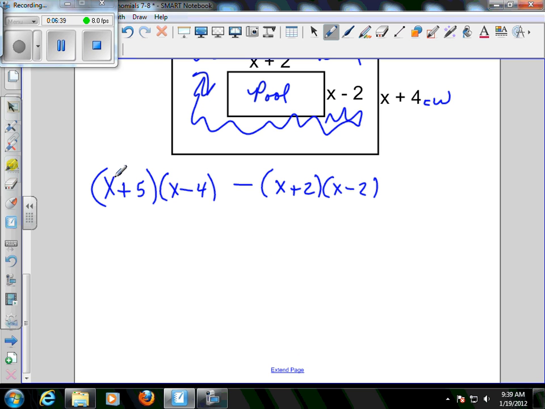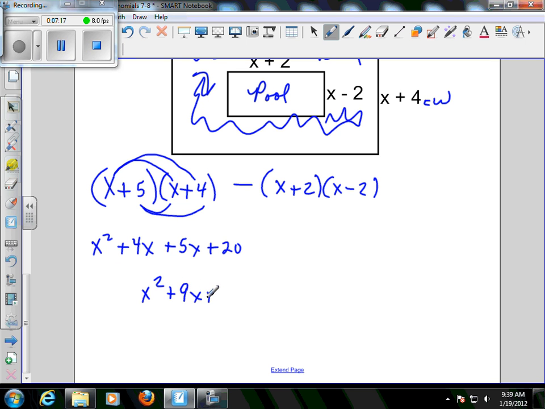This first one is not the difference of two squares, so we are going to have to actually FOIL that out. So x times x is x squared. X times negative 4. Let's see. Oh, did I write that down? I'm sorry. That's supposed to be a positive 4. Sorry, I just wrote that down wrong. So x times x is x squared, and x times positive 4 is 4x. 5 times x is 5x, and 5 times 4 is 20. Okay. So combine our like terms. So we have x squared plus 9x plus 20.